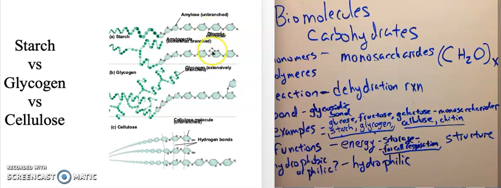And starch in this shape is digestible by animals. Glycogen, the sugars are also arranged in that same orientation, but it's branched, and that's the way that sugar is stored in our muscles. Cellulose, on the other hand, the sugar molecules are flipped in a different orientation that allows the lines to line up perfectly.